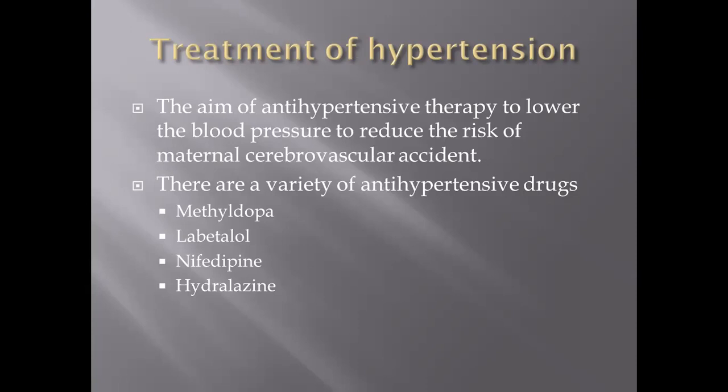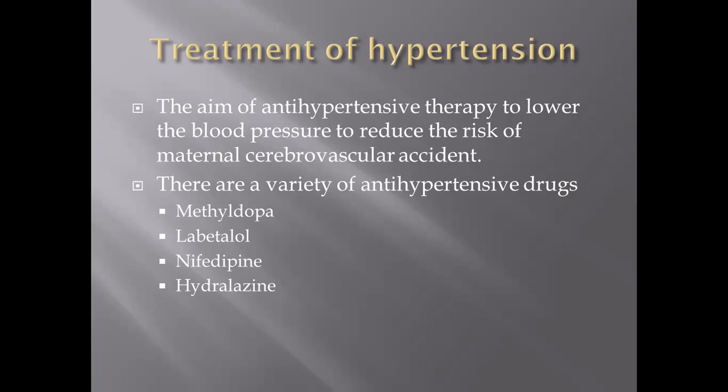There are a variety of antihypertensives used in the management of preeclampsia. Number one is methyldopa. Methyldopa is a centrally acting antihypertensive. It is safe in pregnancy. However, its use is associated with unpleasant side effects, including sedation and depression.